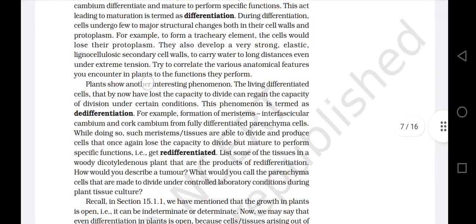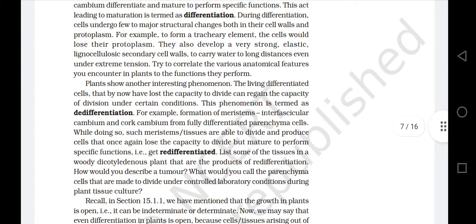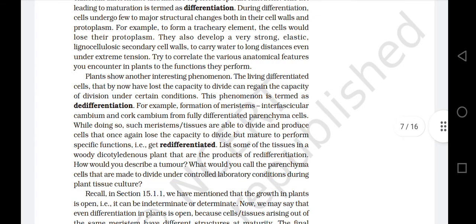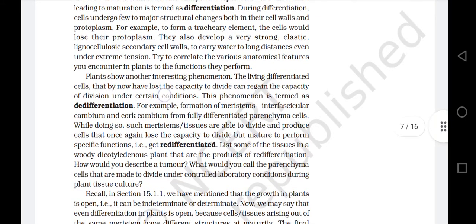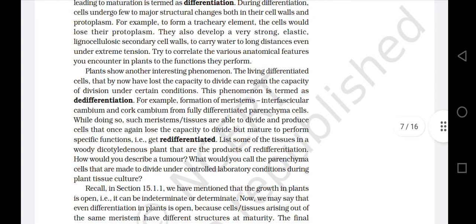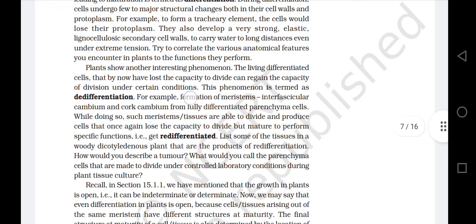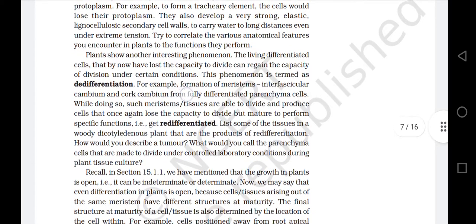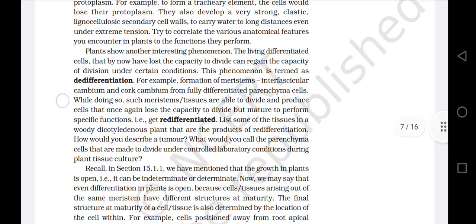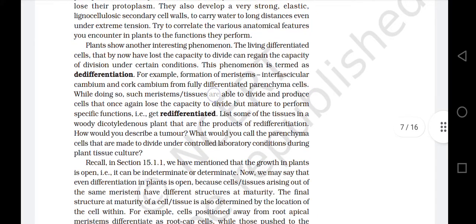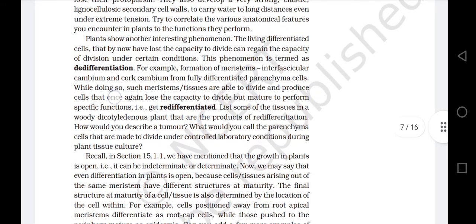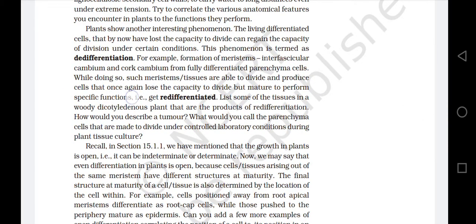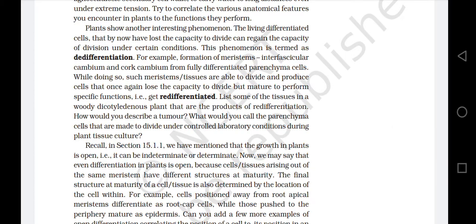Plants show another interesting phenomenon. The living differentiated cells that by now have lost the capacity to divide can regain the capacity of division under certain conditions. This phenomenon is termed as dedifferentiation. For example, formation of meristems, interfascicular cambium, and cork cambium from fully differentiated parenchymatous cells. While doing so, such meristematic tissues are able to divide and produce cells that once again lose the capacity to divide but mature to perform specific functions, that is, get redifferentiated.